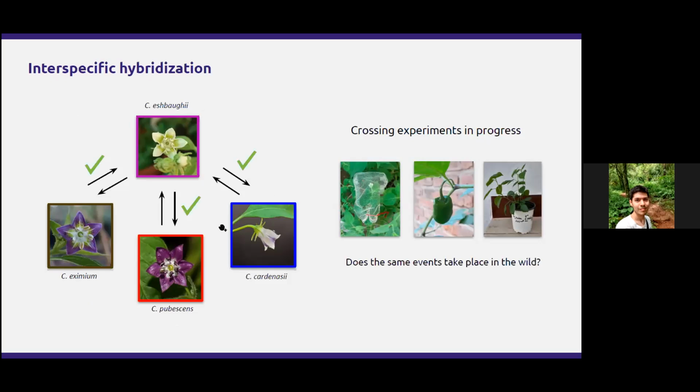But what we still don't know, or rather what we could ask ourselves, is whether these events take place in the wild. So do the same events take place in the wild? I mean, did the hybrid actually emerge naturally in the wild, or was its emergence induced only by human action?